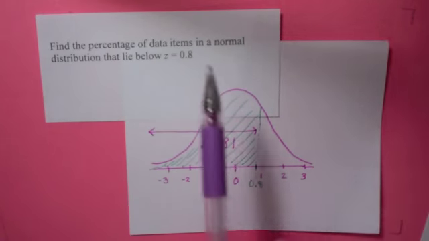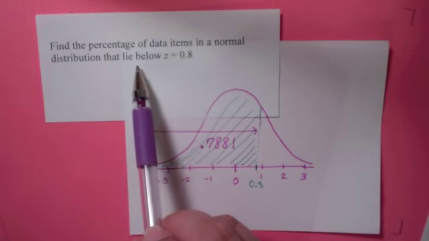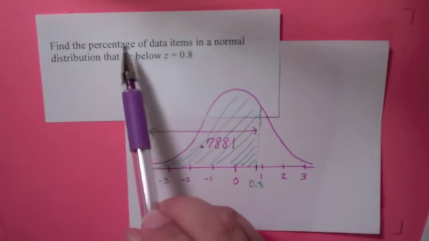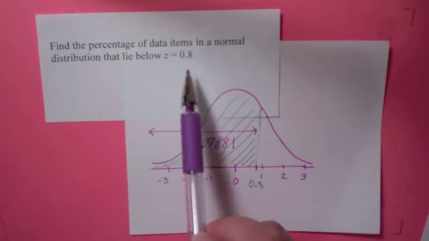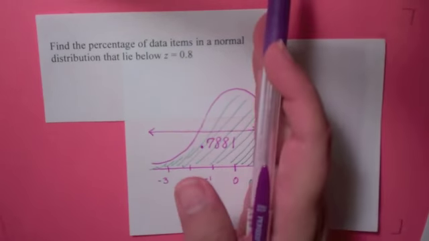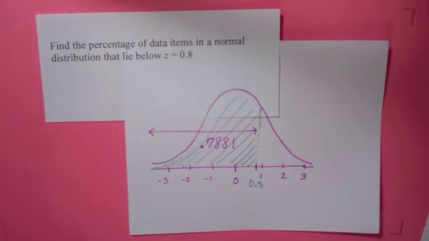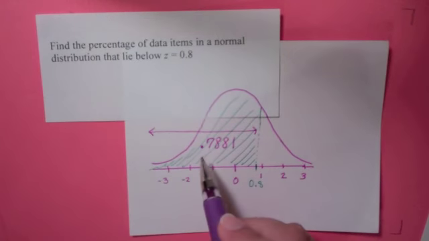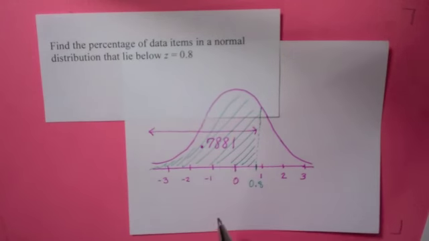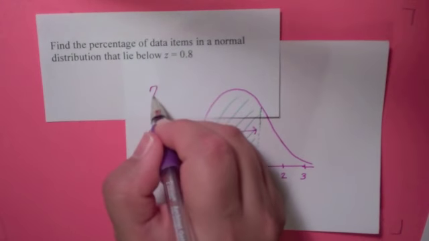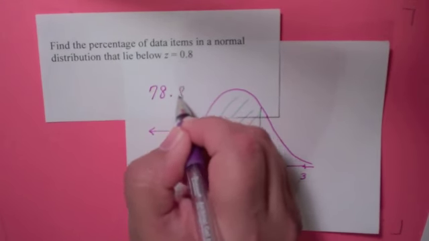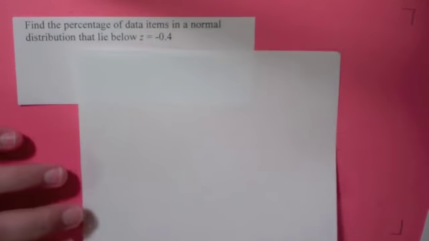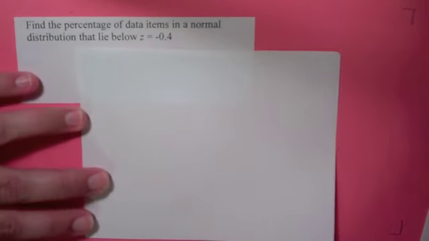Okay, and sure enough, that's what we're looking for in this problem, because they're asking me for the percent that lies below 0.8. Below 0.8 would be to the left. And all I have to do to finish this problem is to write that as a percentage. And remember, in a percentage, you move over 2 decimal places. So my answer would be 78.81%.